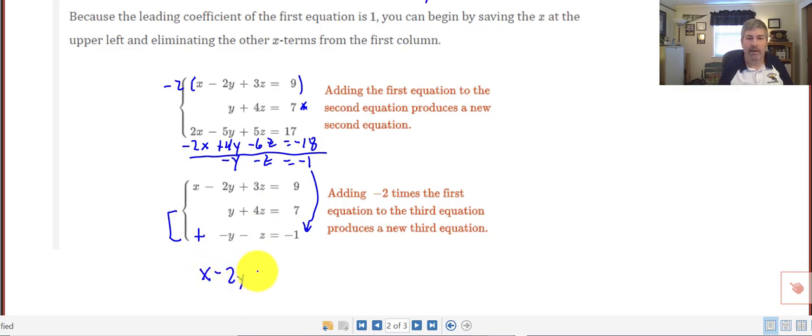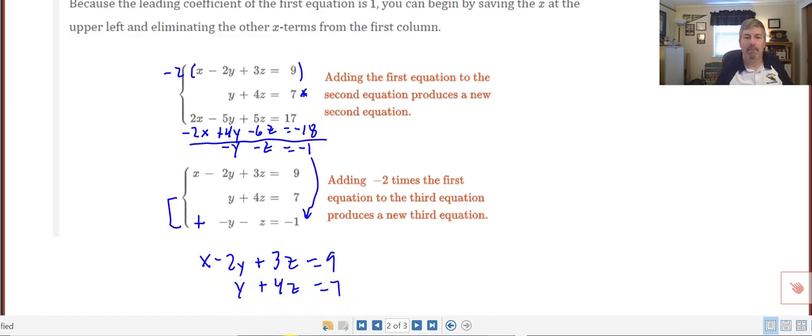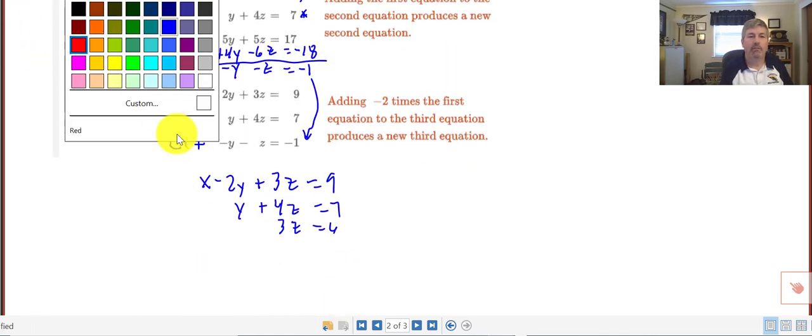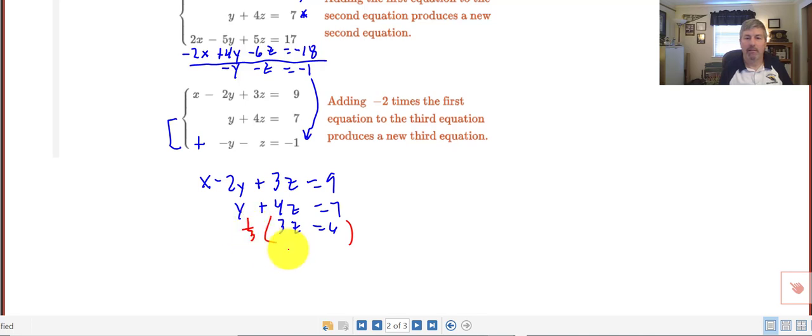I'm going to rewrite the top two equations: x minus 2y plus 3z equals 9, and y plus 4z equals 7. When I add those two equations, I get 3z equals 6. So if I multiply that equation by 1/3, or divide by 3, I get z equals 2. Now I can do back substitution and solve my system of equations.